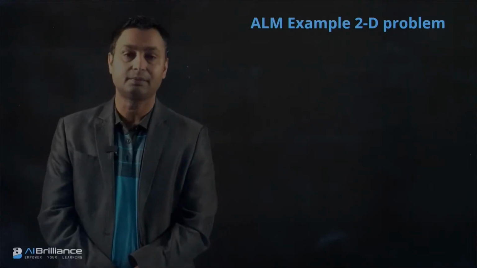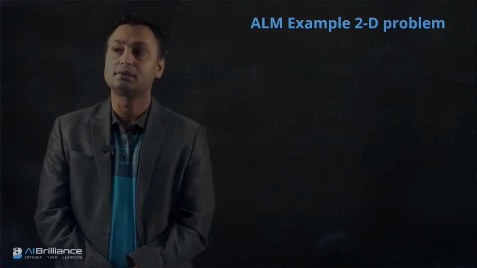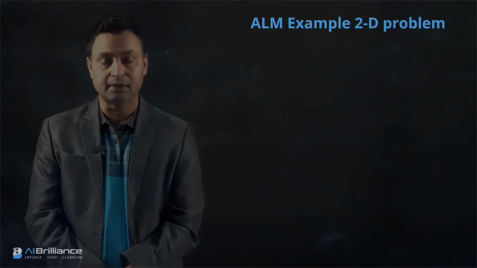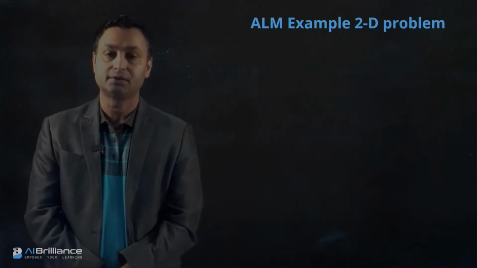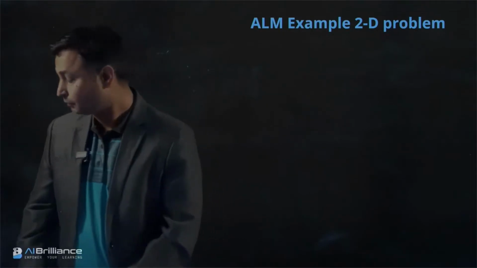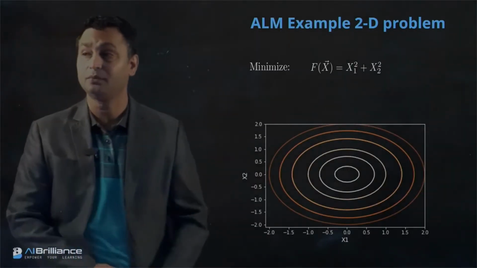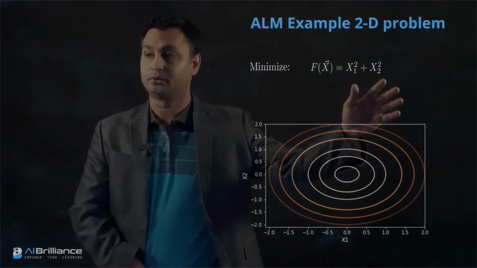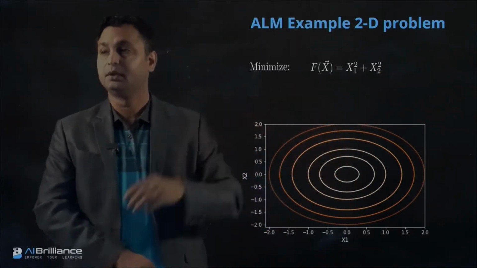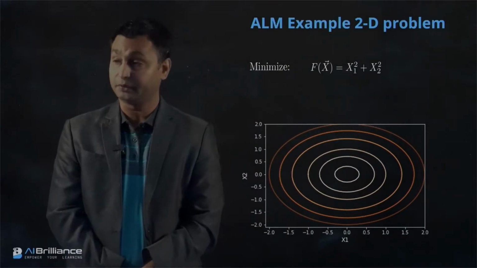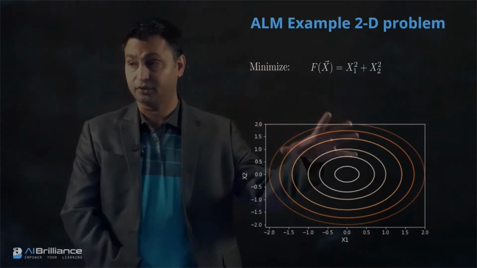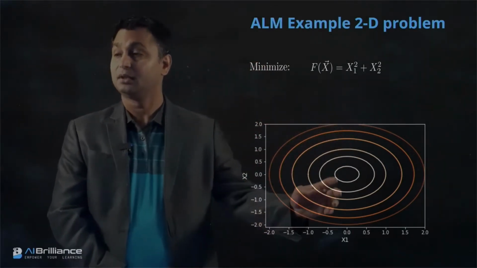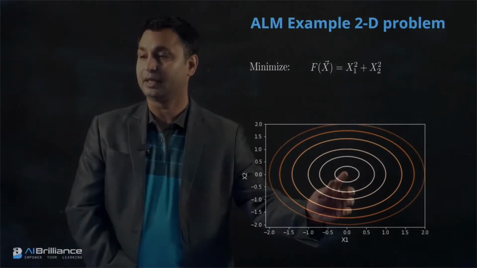So let's take an example and discuss things that will help you in understanding some of the things that we have discussed in previous few slides. Let's take an example problem where our objective function to minimize is x1 squared plus x2 squared. If you see the contour of this objective function, which is basically the projection of this function on the x1 and x2 axes, the solution is essentially going to lie at 0, 0.